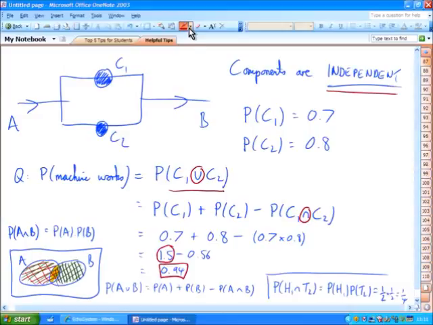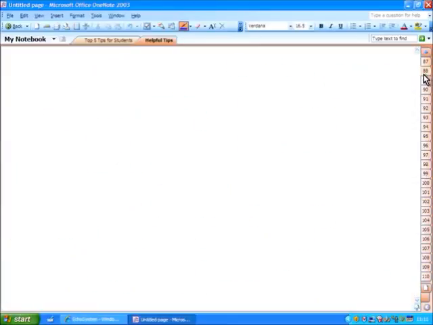Right, there's also one other way of working out this question. So this is my OR method. The probability of the machine working is going to be 1 minus the probability that the machine fails. So the probability that the machine works equals 1 minus the probability that the machine fails, because clearly the machine either works or it fails. There are no other possibilities for this machine.